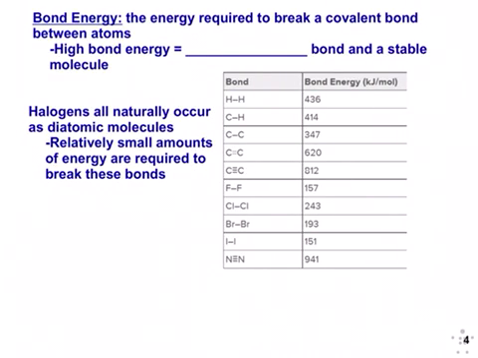Bond energy is the energy required to break a covalent bond between atoms. If you have a high bond energy, you have a really strong bond. It's a very stable molecule. It's not likely to break. Halogens will all naturally occur as diatomic molecules. That means they're bonded to themselves. And it takes a relatively small amount of energy to break these bonds.